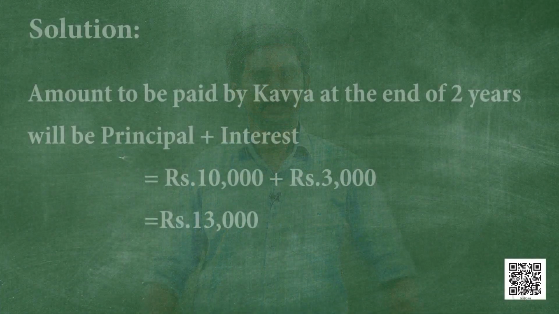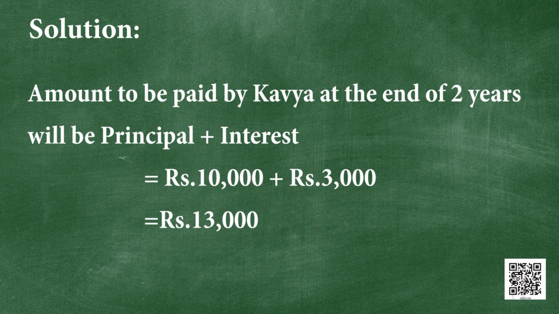Students, we found that the simple interest is rupees 3,000. We should also find the total amount should be paid by the Kavya after 2 years. So, the total amount will be the principal plus the simple interest. So, amount to be paid by Kavya at the end of 2 years will be principal plus interest, that is equal to rupees 10,000 plus rupees 3,000, that is equal to rupees 13,000.